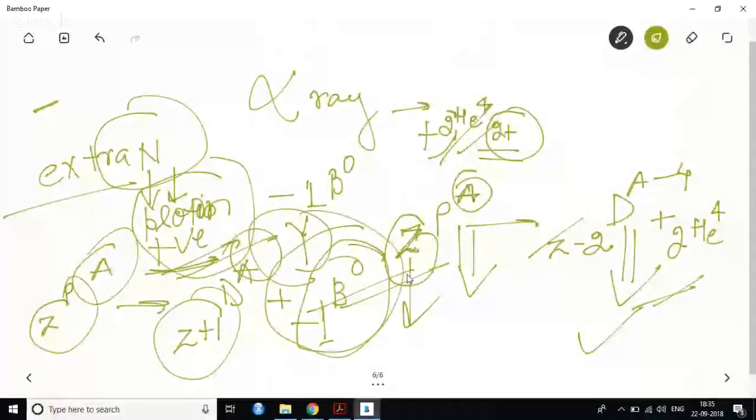Now try to understand. In case of gamma emission, there is no change in atomic number and mass number, but there should be some change. What is that change? With gamma emission, there is a change in energy of the nucleus.